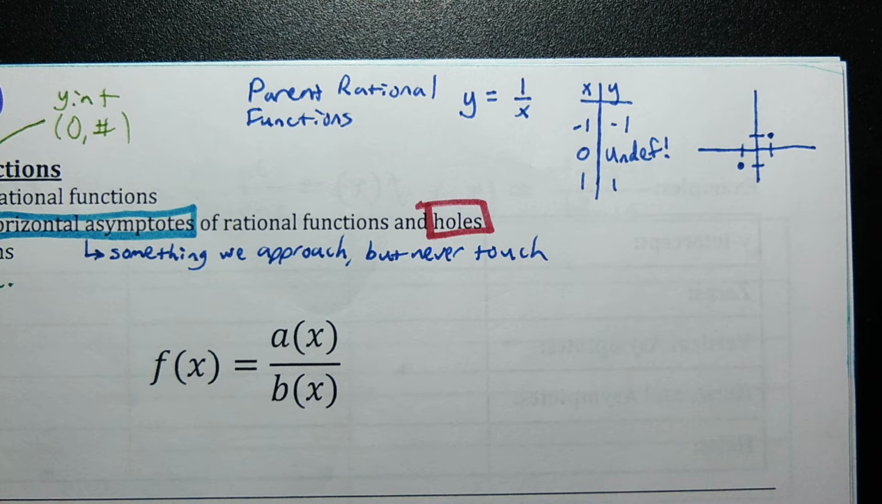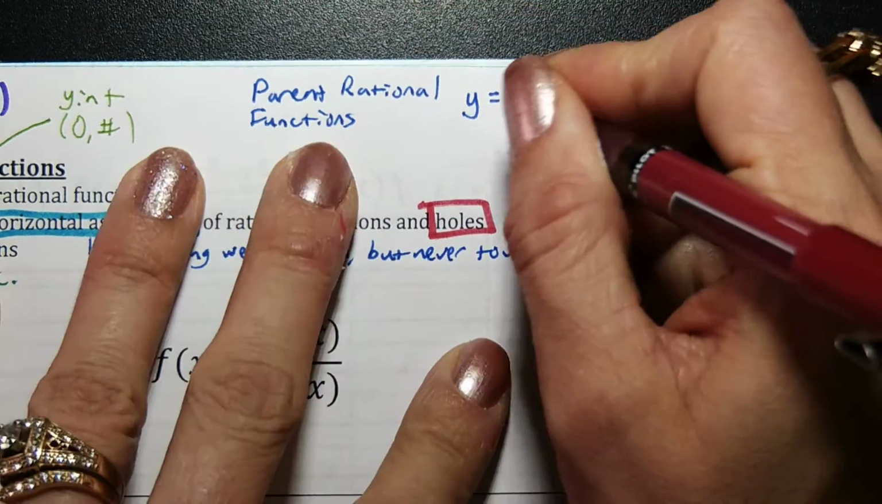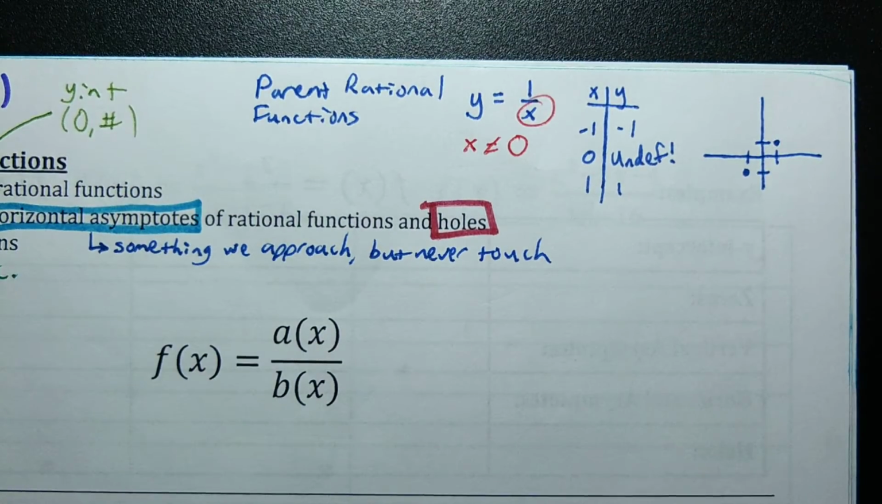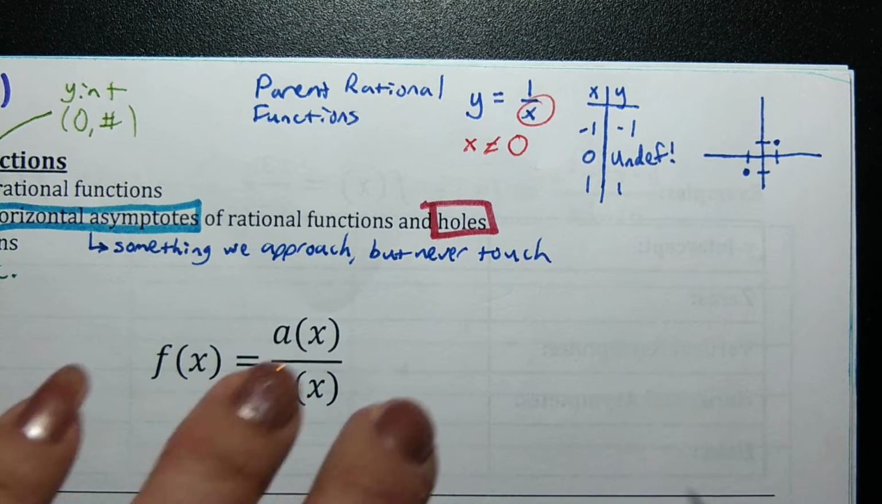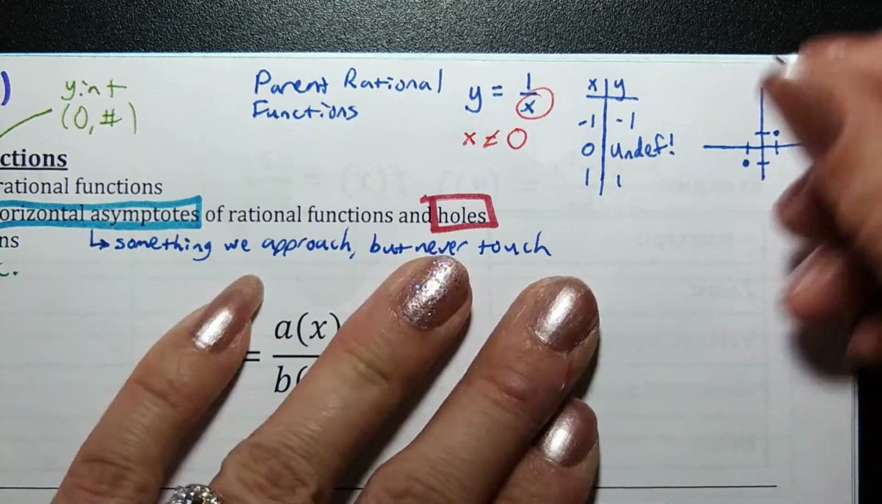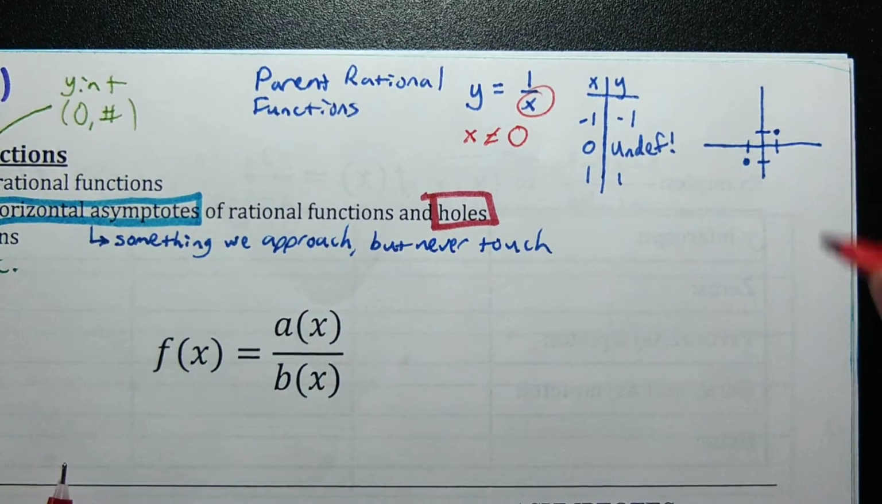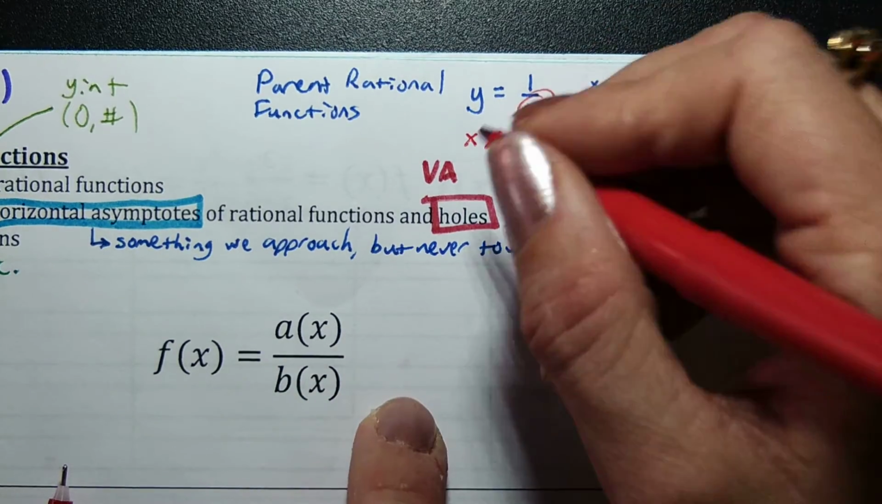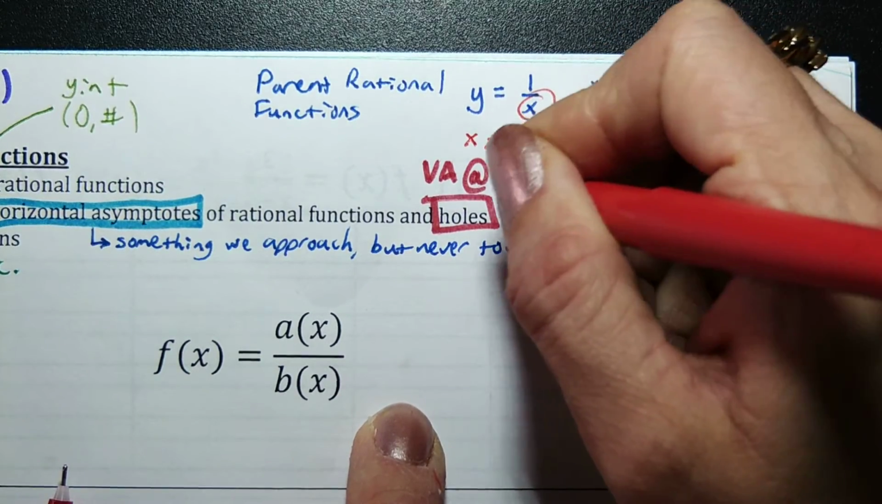That fact that 0 cannot be plugged in comes from our restriction on our denominator. X cannot be equal to 0. That is the only thing that X can't be equal to. Everything else is defined for X. So that restriction tells me that I am going to have a vertical asymptote, which I abbreviate VA, at X equals 0.